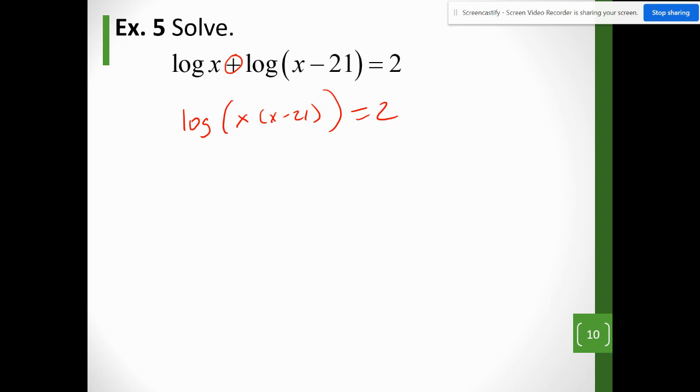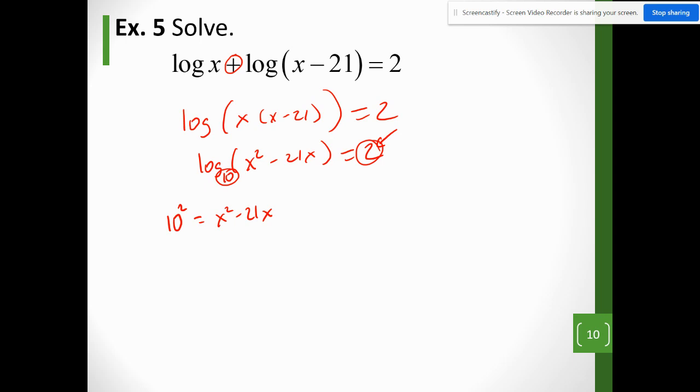Now I only have a log on one side, not both sides. As a matter of fact, I can just call this log of x squared minus 21x equal to 2. So I multiplied. Now, once again, I only have a log on one side. So I know if I don't see a number, it's log base 10. And the reason why I remember my base is because I want to write this in exponential form. Let me rewrite this as 10 to the second. Here's my base, here's my exponent. So that's why I call it 10 to the second is equal to x squared minus 21x.